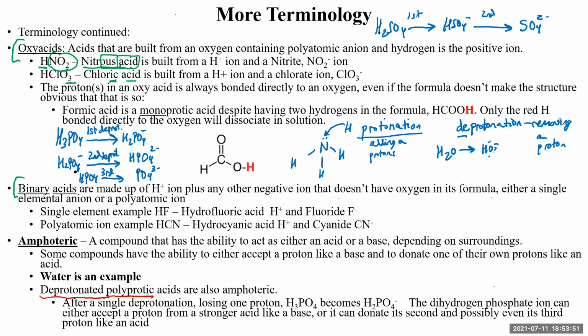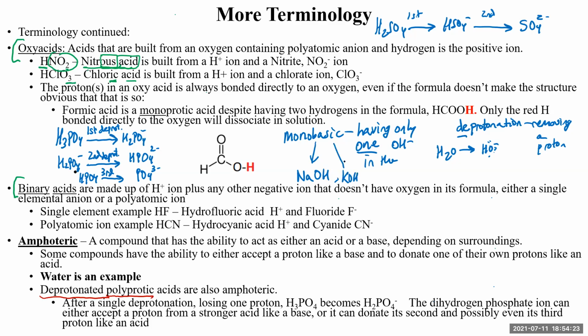Another term, I don't use this as much, but you will see me use it in one of the upcoming examples: monobasic, dibasic, and tribasic. So monobasic, having only one hydroxide ion in the formula. So for example, sodium hydroxide is monobasic. Potassium hydroxide, monobasic, because there's only one hydroxide.